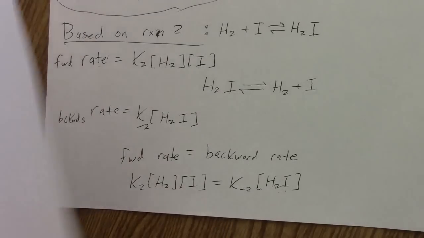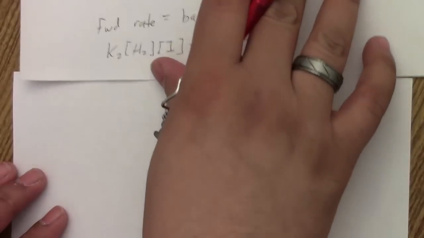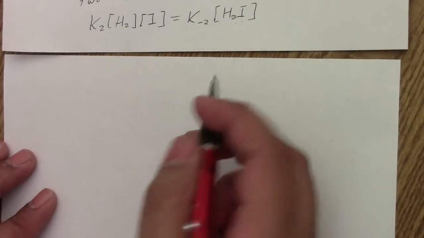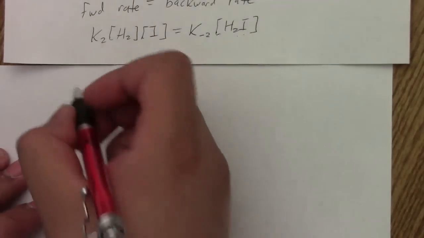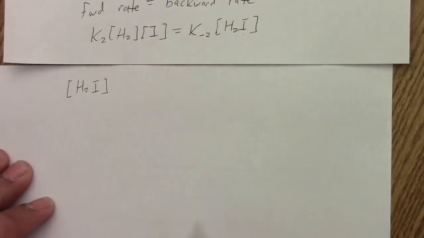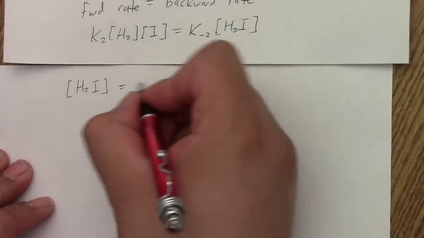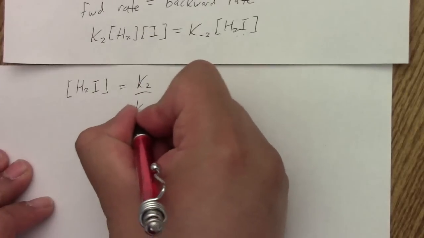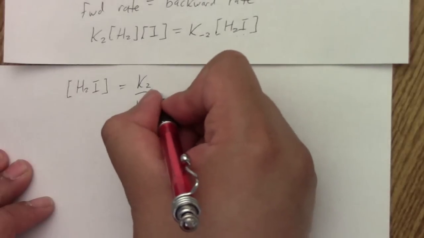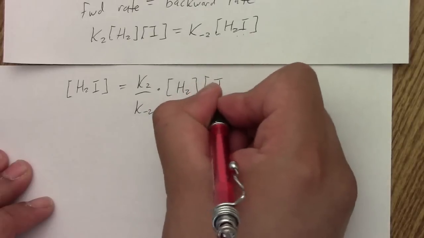Bring out a new page now. So to solve for H2I, I'll move H2I over to the left side, and then I'm going to divide by this k minus 2. So we're going to have k2 divided by k minus 2, and then that's going to be times the concentration of H2 times the concentration of I.